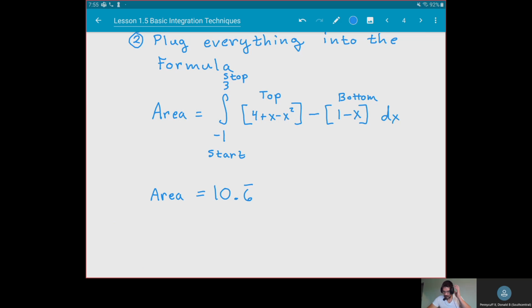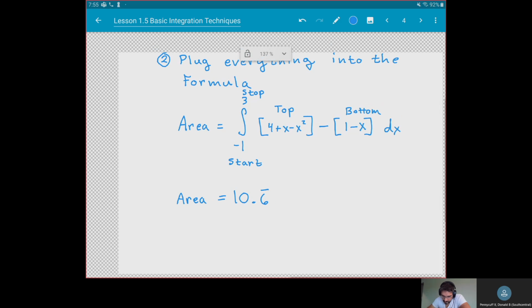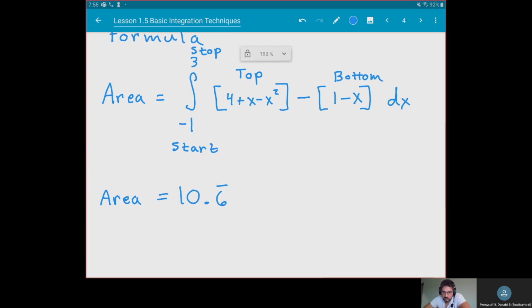Okay. So that's what we are looking at. All right. Now I do want to, while we're here, say one important thing. Does the start and stop always have to be in numerical order? No. You can go backwards. Unless you're told otherwise, assume you're going forwards. So -1 to 3. But you can actually go backwards.